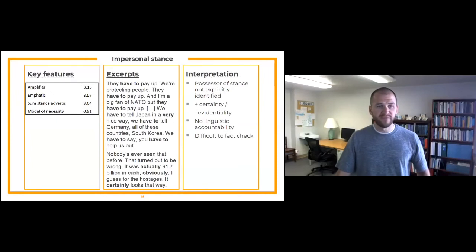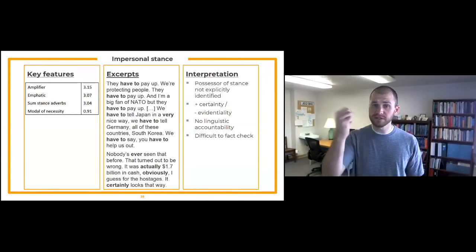So amplifiers, emphatics, stance adverbs, modals of necessity. We have things like this second quote: "Nobody's ever seen that before. They turned out to be wrong. It was actually 1.7 billion in cash. Obviously, I guess for the hostages, it certainly looks that way." Well, obviously for who? Certainly for who? It isn't clear. Is it Trump that feels certain about this, or is it something that is certain to all of us, or to a particular author or speaker who said this before? It isn't clear. It's this impersonal stance where the possessor isn't identified.